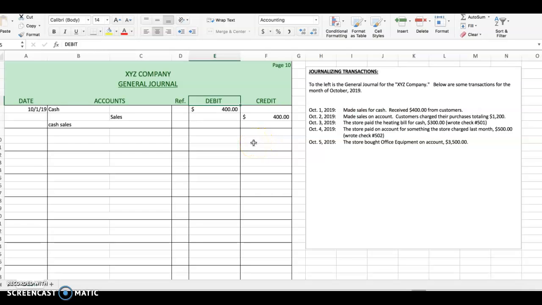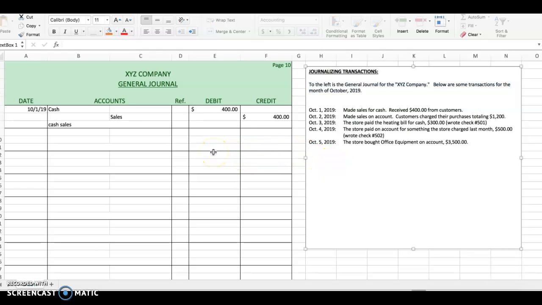It can get more complicated than this, but we're going to keep it fairly simple to begin with. On the right, you see that I've given you some information. To the left is the general journal of the XYZ company, and below are some transactions for the month of October 2019. Now, what I will be doing is showing you how to journalize these transactions. There are 5 of them, and they will be journalized sequentially, and eventually we'll show you how they go from here to that second book, the ledger.